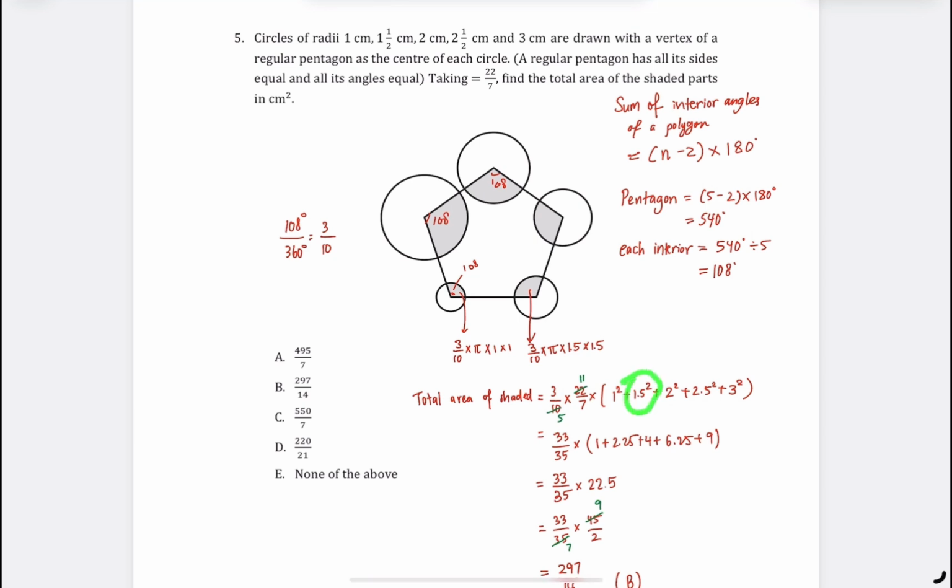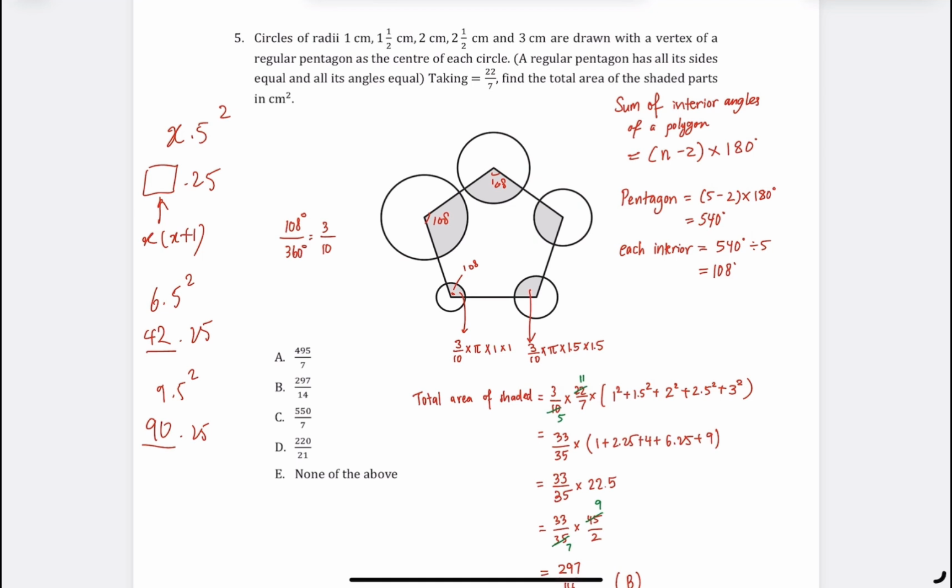For this 1.5 square and 2.5 square, there's a trick to find the answer in an easier way. When you see something with 0.5 and you want to find the square of it, it's always 0.25, and then the front number will be x times x plus 1. So for example, 6.5 square will be 0.25, and then the front number will be 6 times 7. 9.5 will be 0.25, 9 times 10. So that's how you count multiples of 5. Oh, I mean something that ends with a 5.